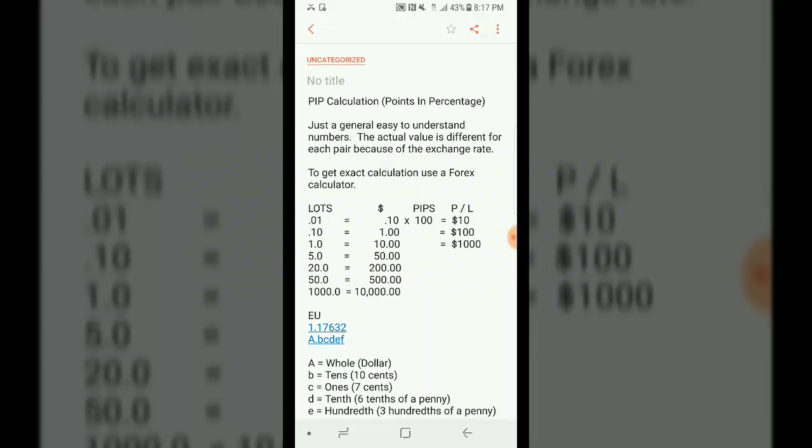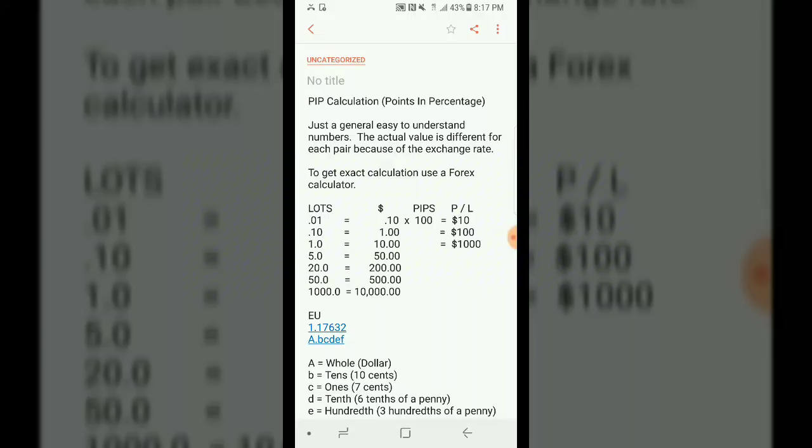Going down on the left side, you see a 5.0 lot is $50. A 20.0 lot is $200. A 50.0 lot is $500. A 1,000 lot, which is the largest I've seen, is $10,000. Now, I'll explain how those fit in.